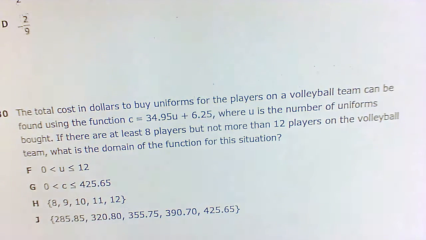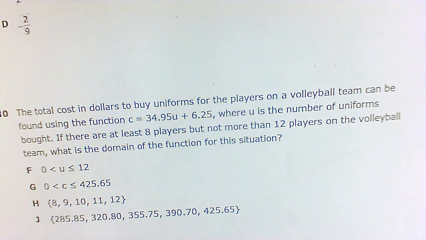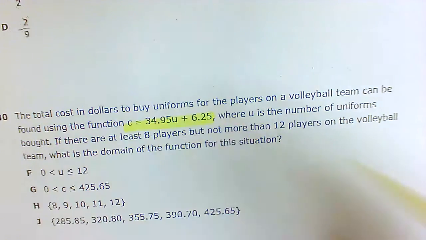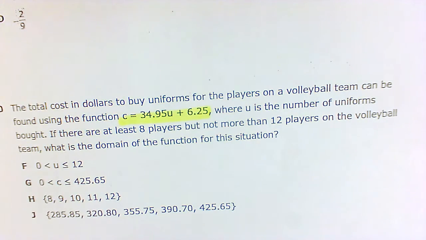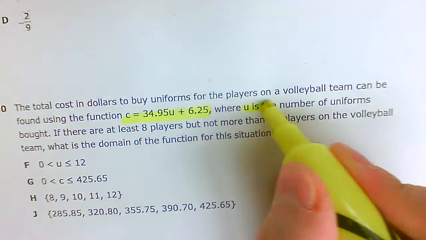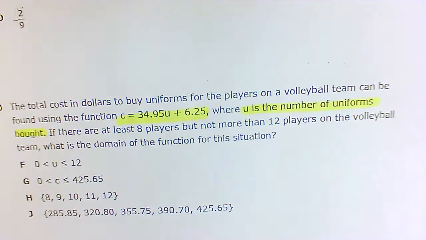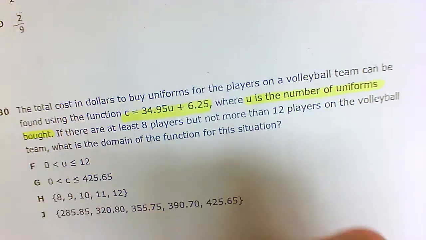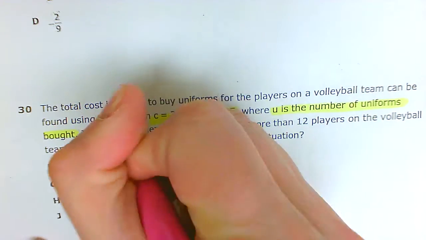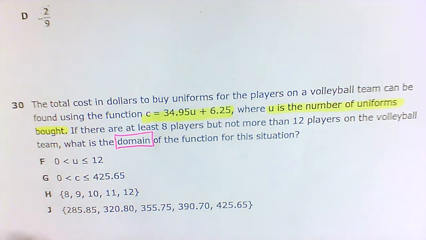One more, number 30. The total cost in dollars to buy uniforms for the players on a volleyball team can be found using this function, C equals 34.95U plus 6.25, where U is the number of uniforms bought. If there are at least 8 players but not more than 12 players on the volleyball team, what is the domain for this function? Okay, that's my vocabulary word right there.